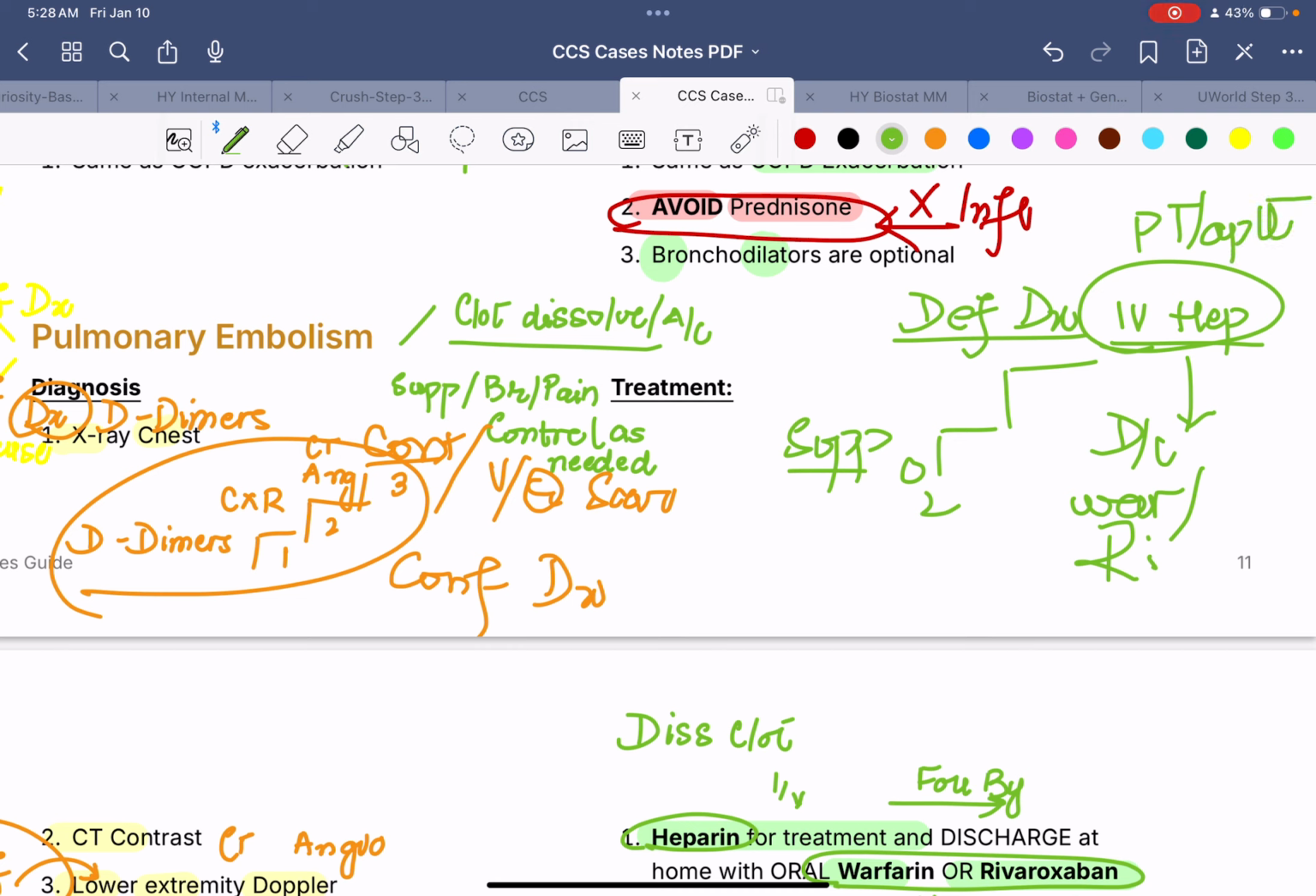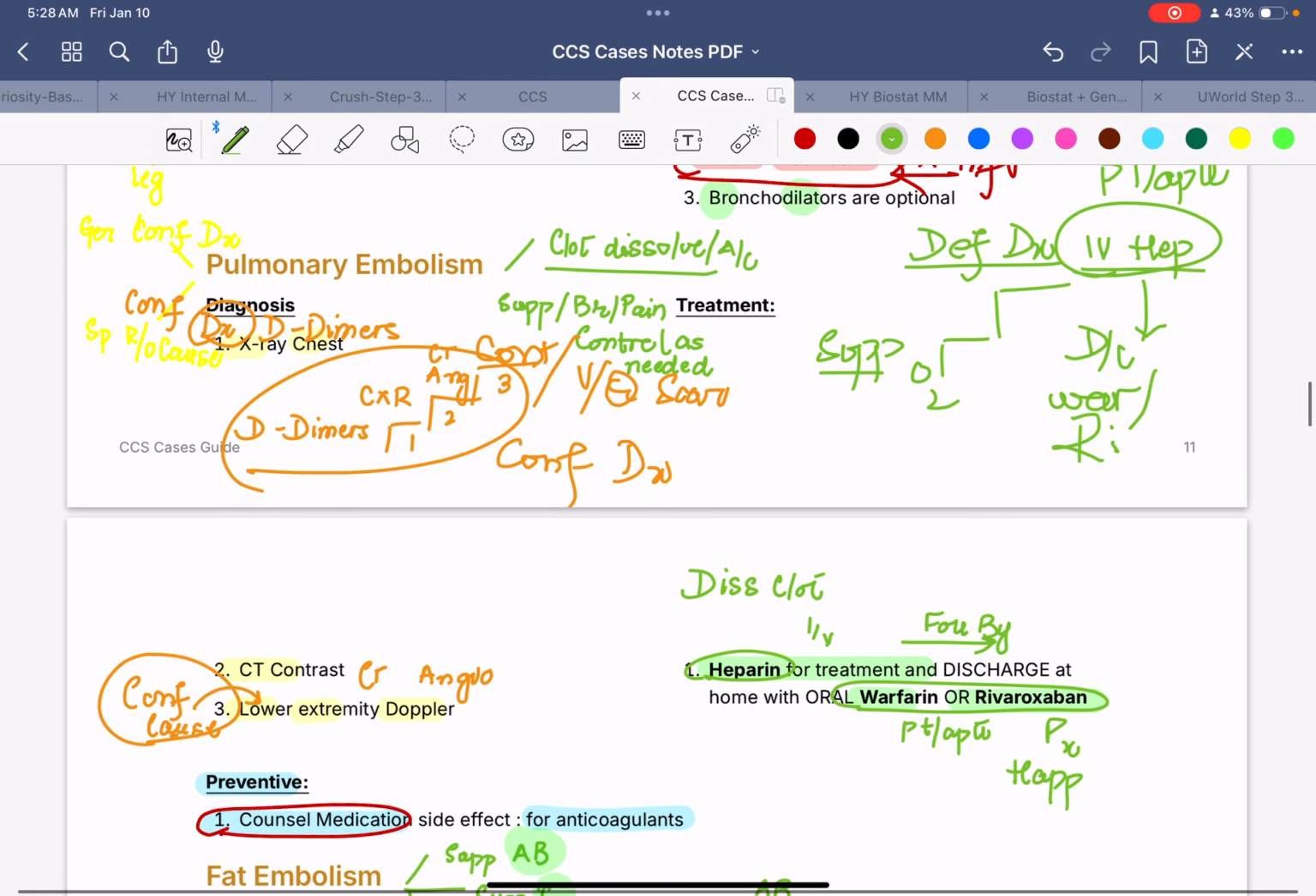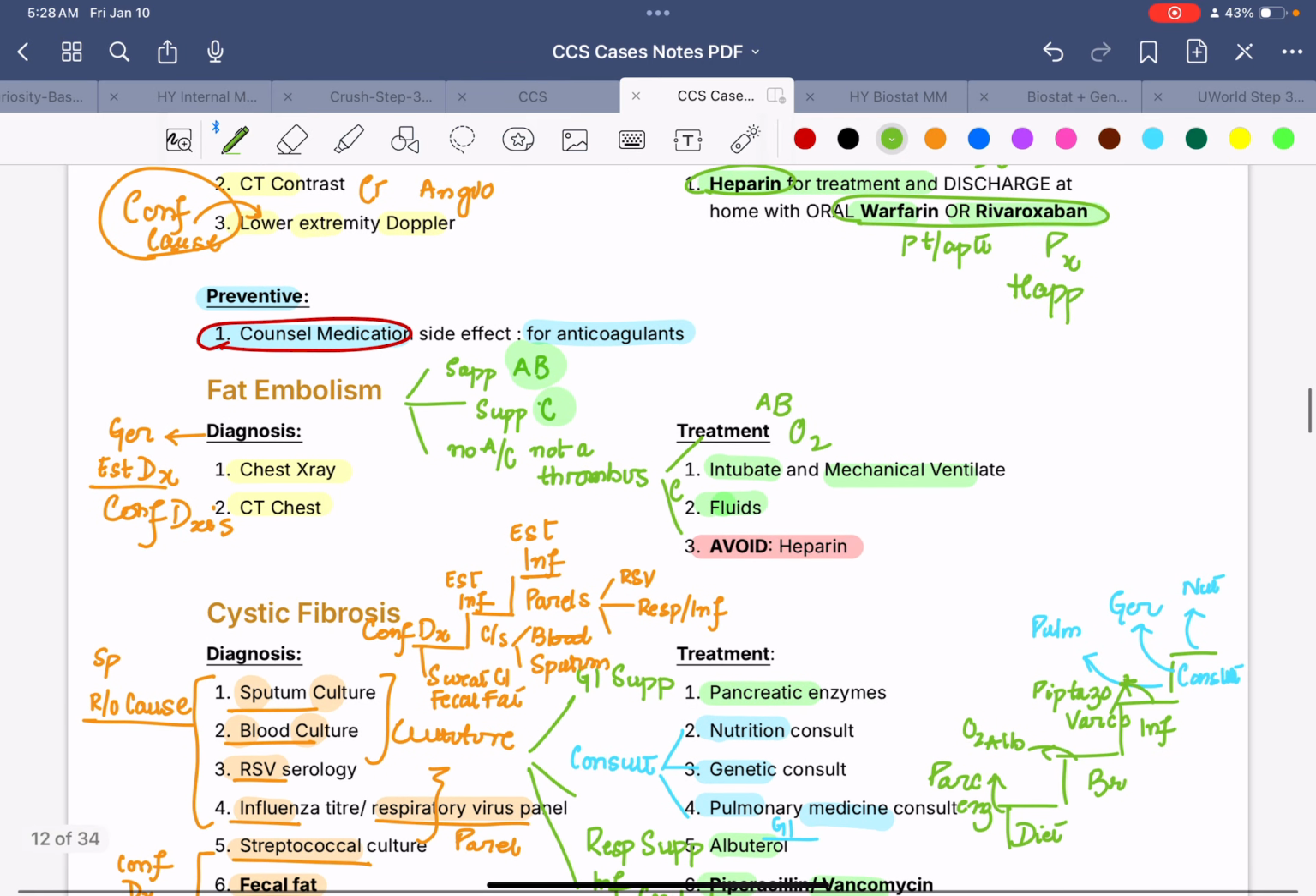And once you're going to discharge him, discharge on warfarin or rivaroxaban along with periodic PT monitoring, and also counsel the patient regarding the side effects of the anticoagulants such as bleeding. Okay, so this was pulmonary embolism. Let's move on to fat embolism.